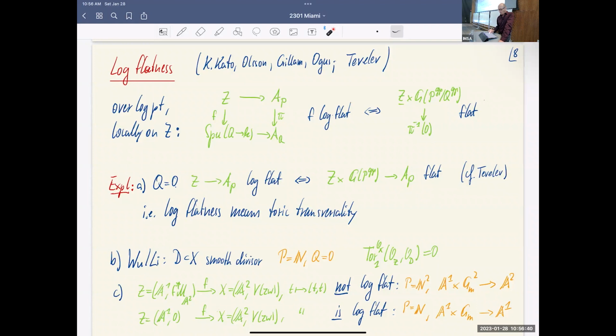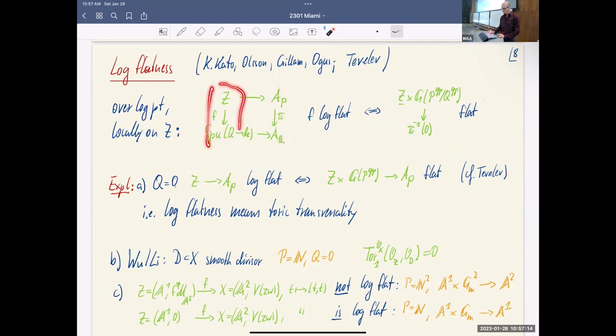So over a log point, you say it looks as follows. Okay, so there's a local notion, of course. So locally, let's say we have a log point here. I didn't introduce that notation, but this is the log point that maps spec K to the closed point of A^Q. And then here you have some morphism given by a toric morphism, A^P to A^Q. And then you have a commutative diagram like this, okay?